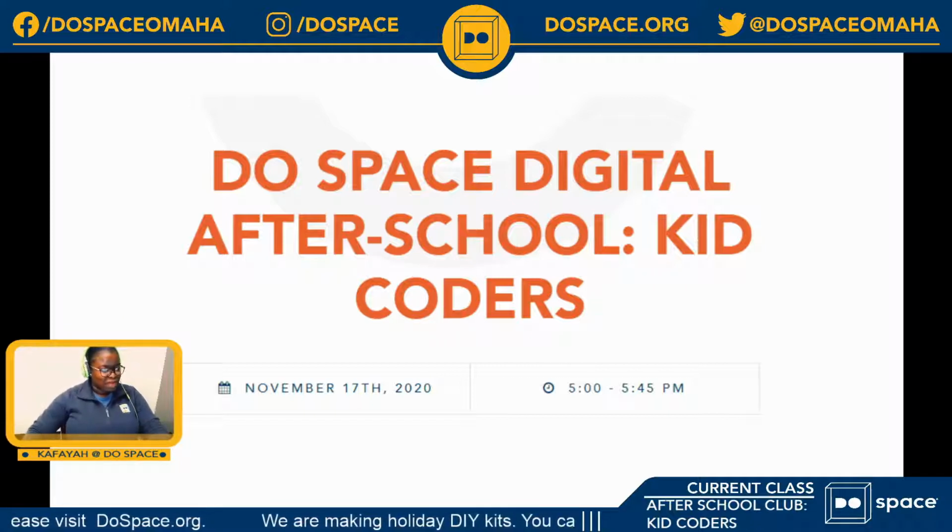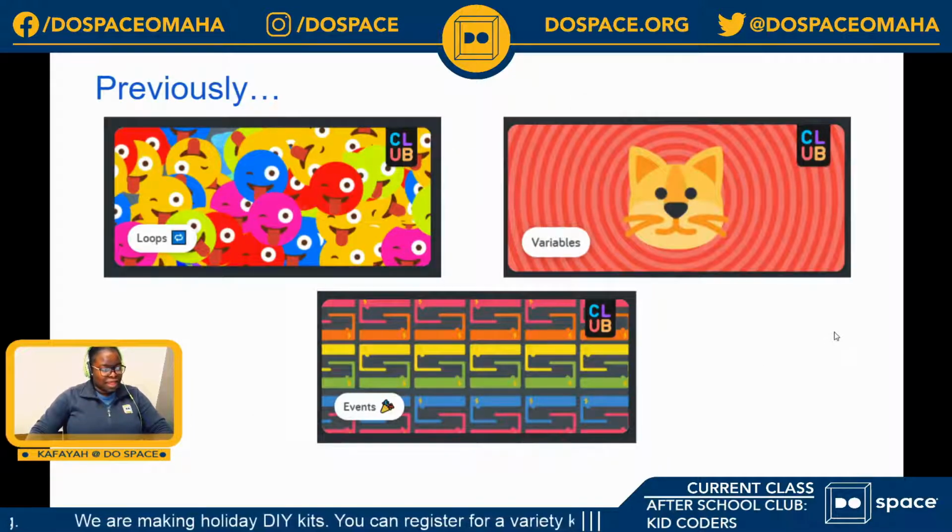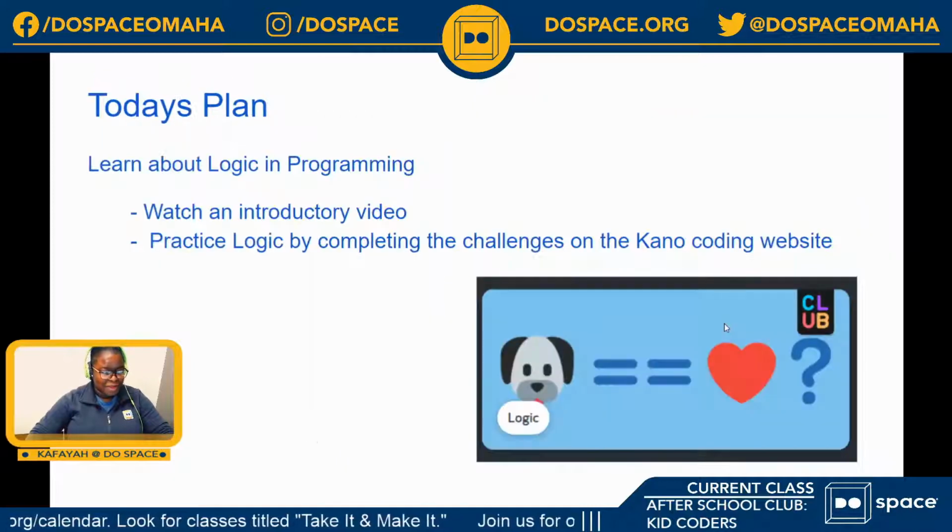So we have quite a few planned for today, so I'm going to get right on to it. As always, we will be continuing with our lessons on the Kano Code website. We're learning different programming concepts using the Kano Code interface. Three weeks ago, we learned about loops. Two weeks ago, we learned about variables. And last week, we learned about events, which brings us on to what we're learning about today.